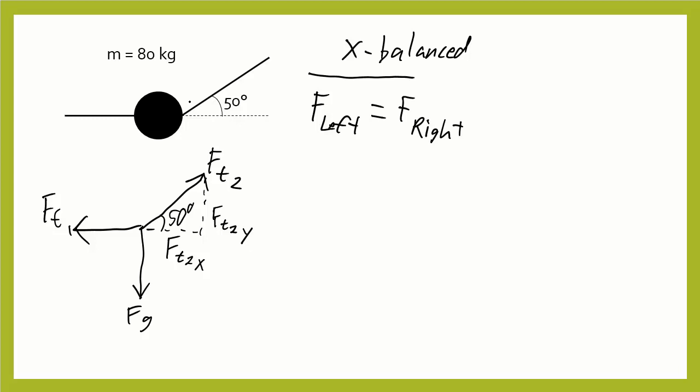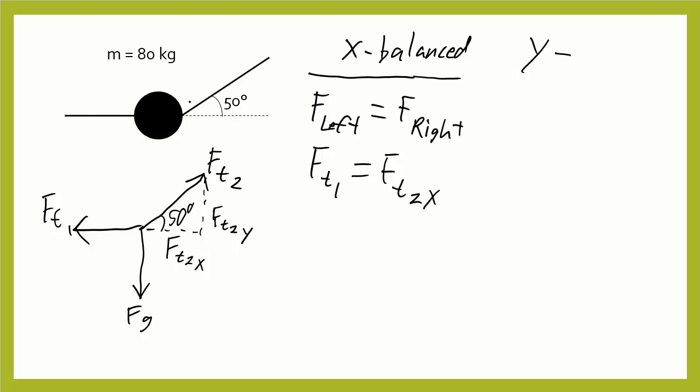So to the left I only have one force. I've got Ft1. And to the right I have not Ft2, but I've got this component, the x component of T2. Now I don't know either of these numbers, so I can't get anywhere yet, but I'm kind of building my arsenal of equations that will allow me to solve for things later on.